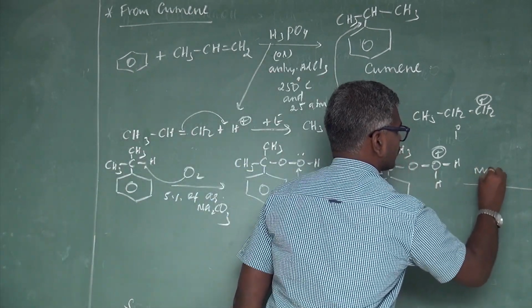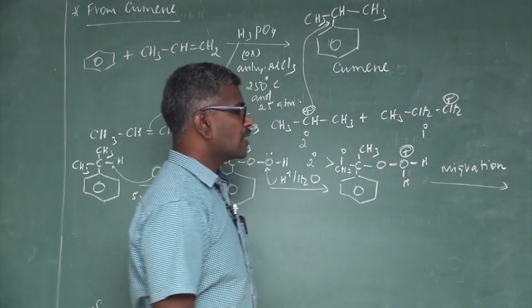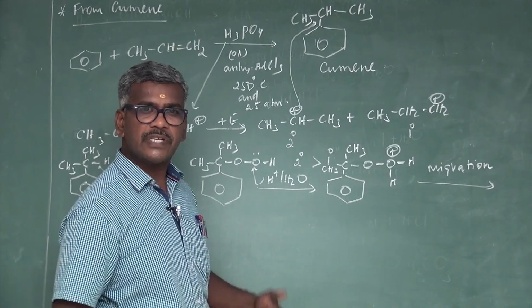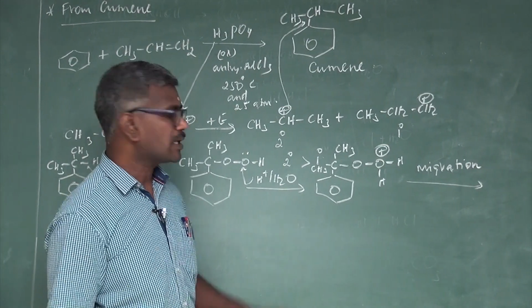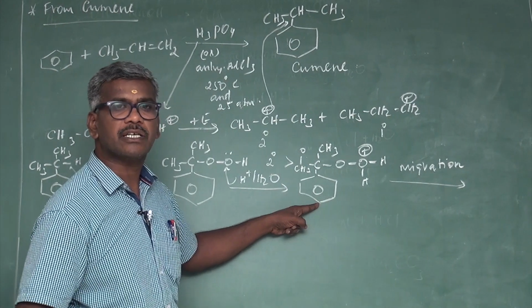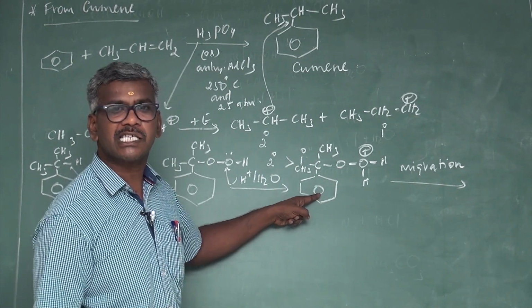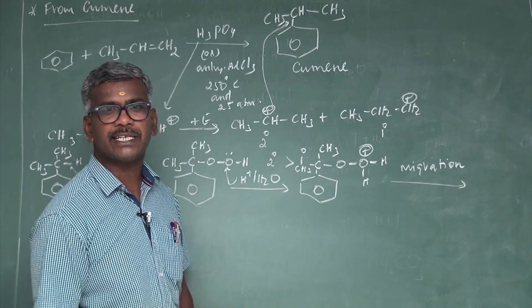Next, migration. Here there are two groups. Which group migrates easily? Comparatively, methyl and phenyl group. The phenyl group migrates easily. Why? Because the phenyl group is a more electron rich species and is able to donate electrons.